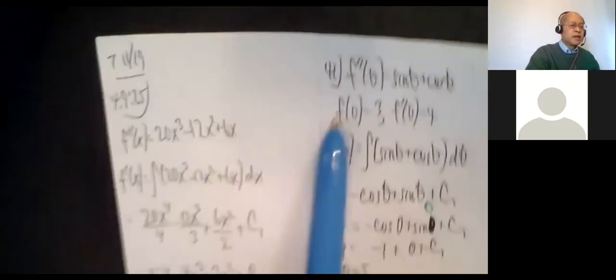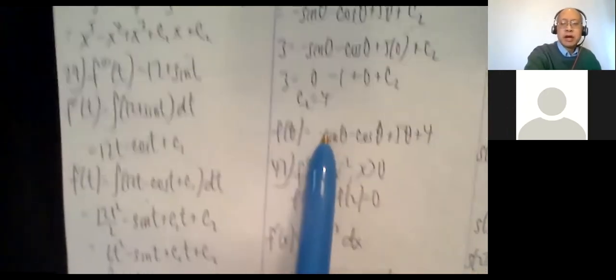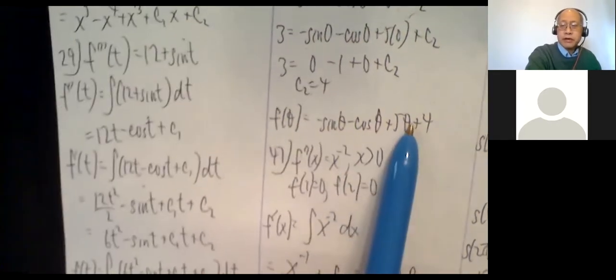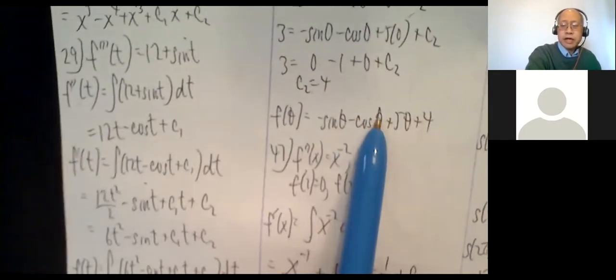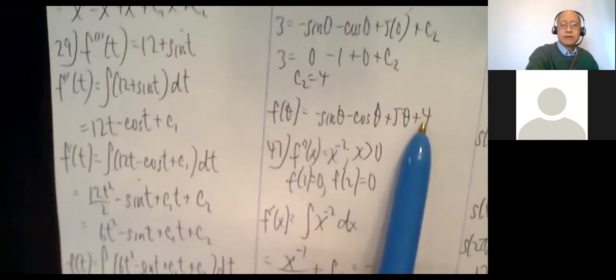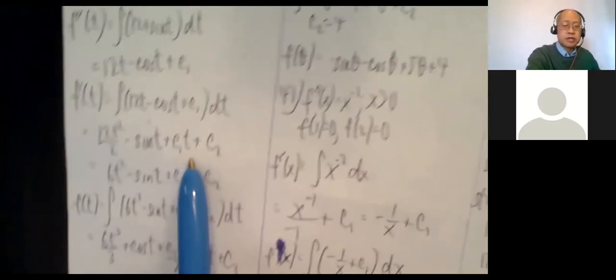And a double check. F of 0 is 3. At this level, when I plug in 0, I should get 3. So put a 0 there, that's gone. Put a 0 there, that's gone. Put a 0 there, I got negative cosine of 0, which is 1. Negative 1 plus 4 is indeed 3. So I don't have a plus C or C1, C2, whatever.